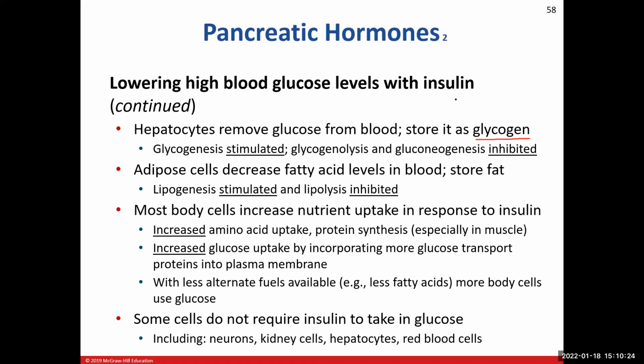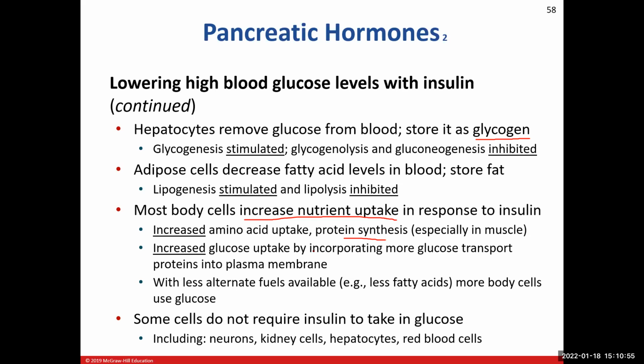And now when we're looking at pretty much all the other cells in the body, it's the same type of situation. These cells are going to take up those nutrients floating in the general bloodstream. So we're going to see an increased amino acid uptake, which means let's take those amino acids and use them to make something. Okay, let's make proteins. And so we'll make some awesome proteins in muscles with actin and myosin. That's always a good use.